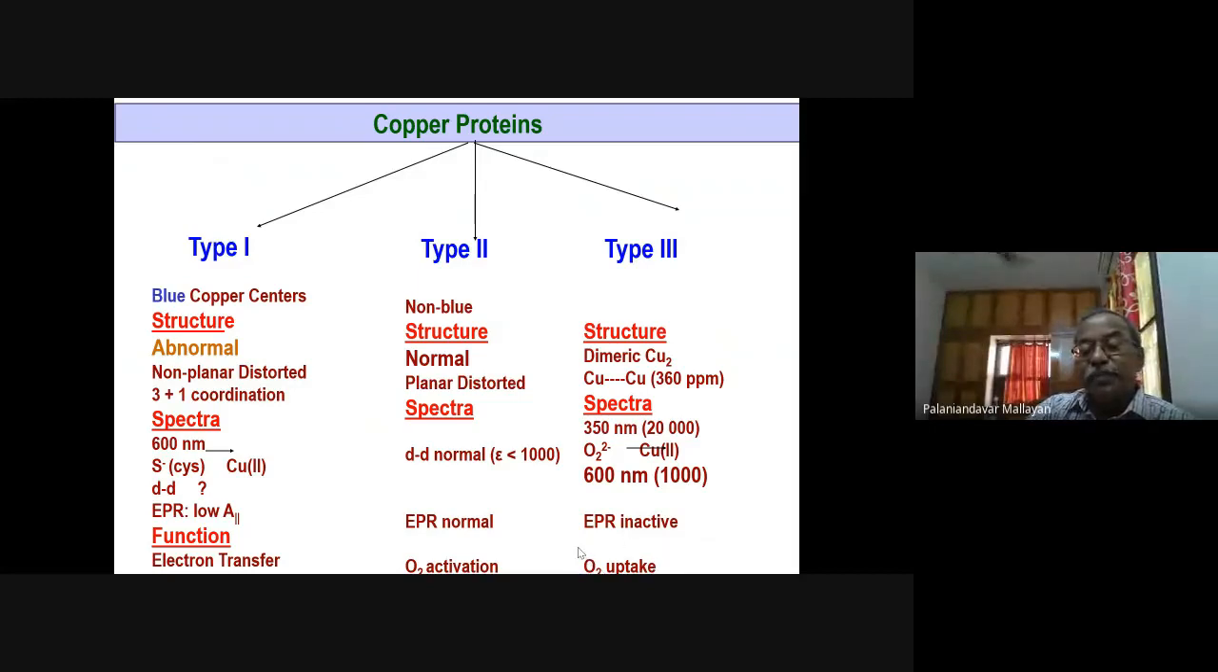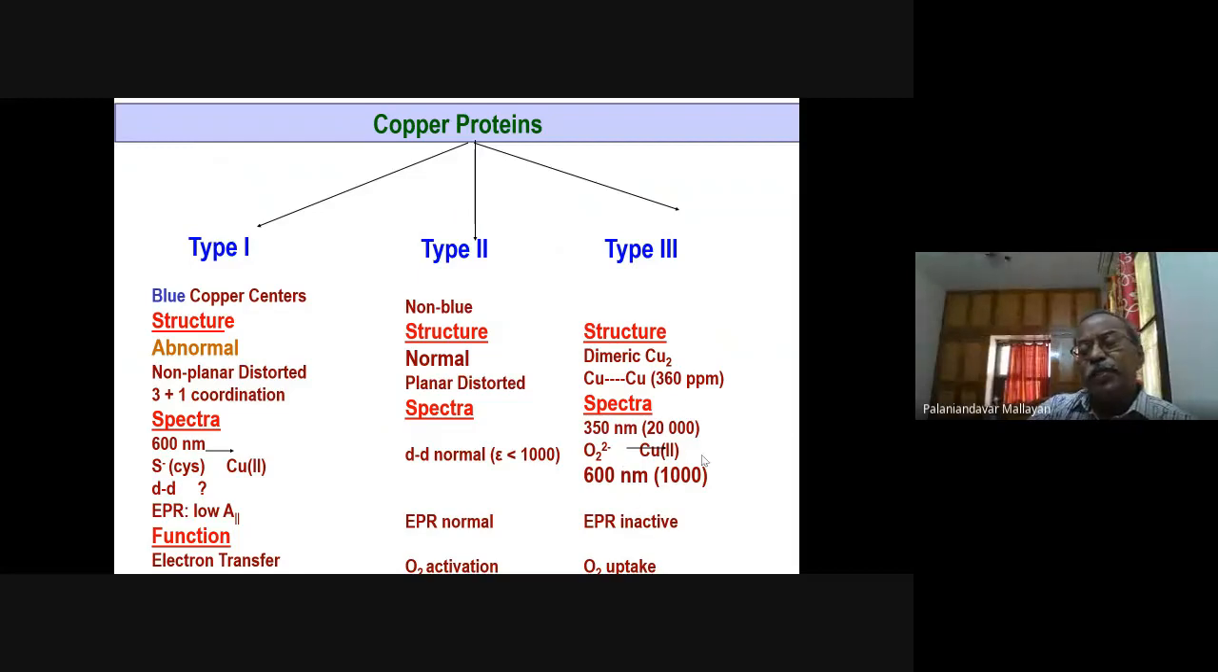So dioxygen uptake is performed by hemocyanin. Hemocyanin is a type 3 copper protein. It is not involved in any chemical transformation. So type 3 are simply copper proteins, characterized by the O2 minus, the oxyhemocyanin. These proteins are characterized by this type of charge transfer, O2 minus to copper 2, observed around 600 nanometer.